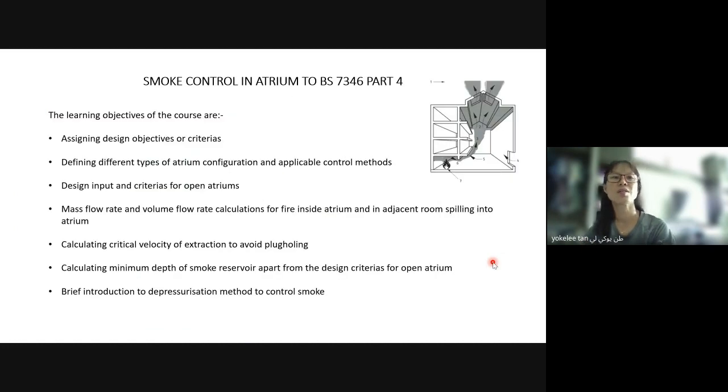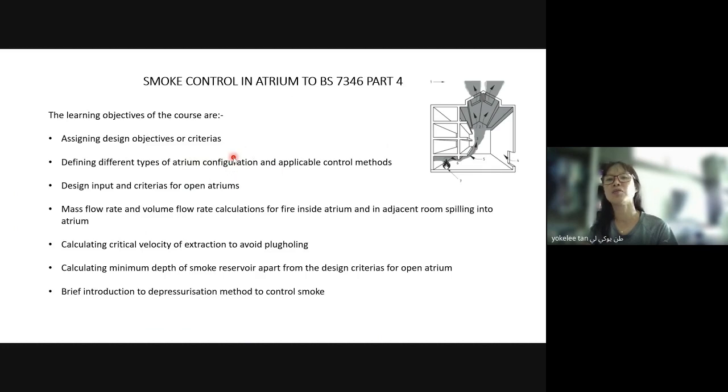So what's the learning objective of the course? Let me go through the learning objectives of the course. First is that we need to learn how to assign different objectives or criteria. So you need to pick what is your design objective. Then after that, before you go further, your design is very much dependent on the configuration of your atrium. So how is your atrium, whether it's a closed atrium, a sterile tube atrium, or maybe an open atrium, then you need to define the atrium.